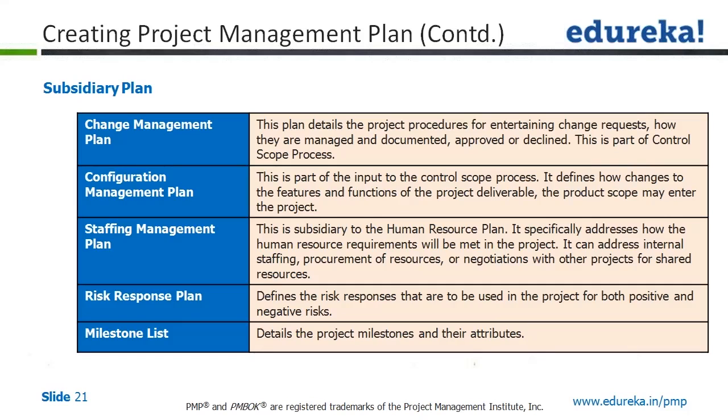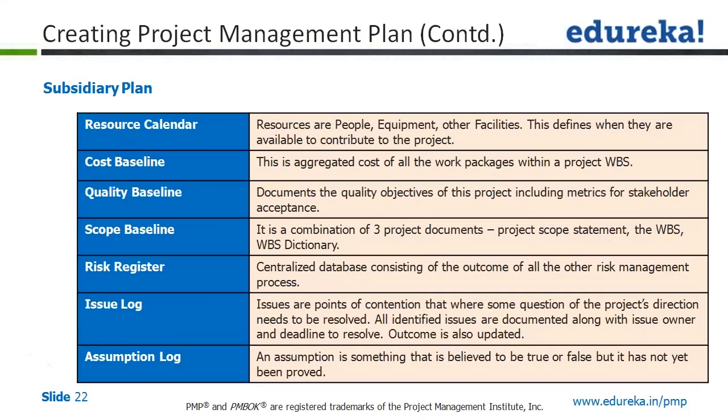Configuration management plan is part of our input to the control scope process. It defines how to change various features and functions to suit the final output. Staffing management plan gives us an indication of how we are going to meet the staffing requirements, whether we need to negotiate with an outside supplier for manpower, or whether we can manage it within the team. So this is all taken up as an input to the developed project management plan.